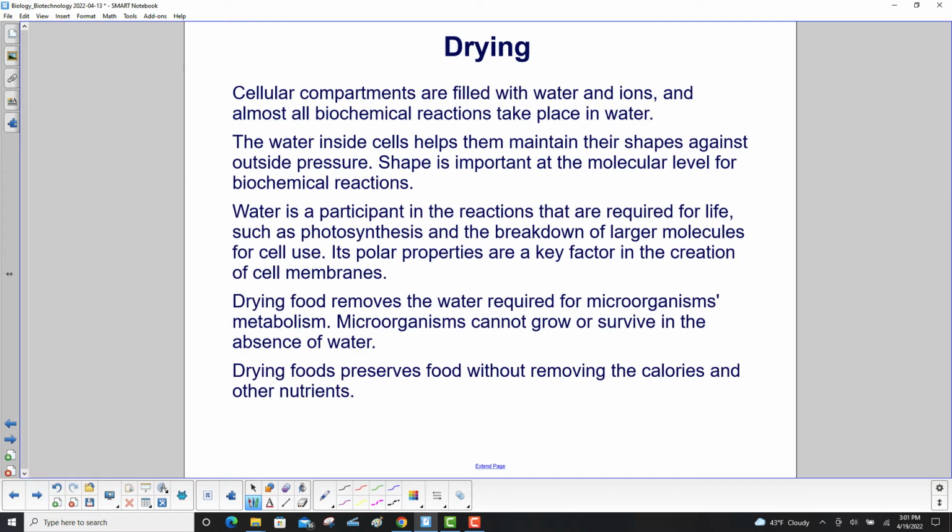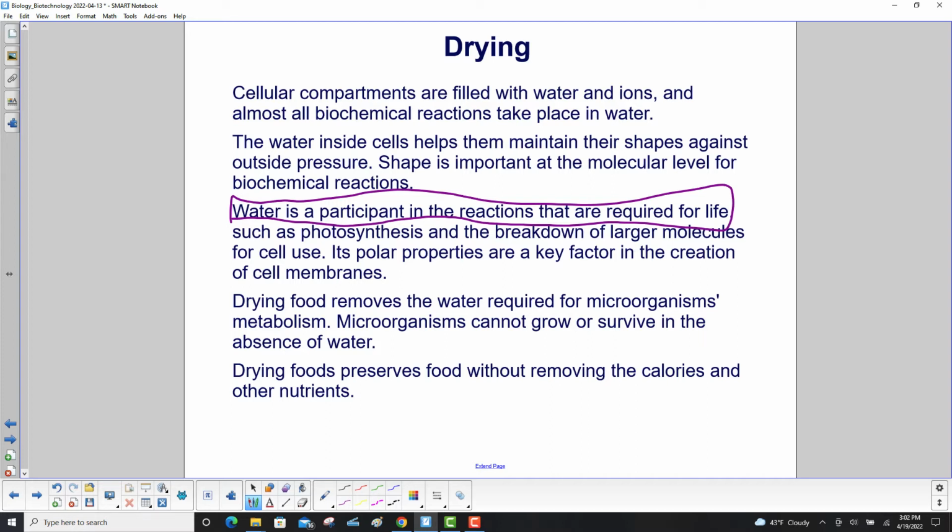Now let's move on to drying. Cellular compartments are filled with water and ions, and almost all biochemical reactions take place in water. The water inside cells helps them maintain their shapes against outside pressure. Shape is important at the molecular level for biochemical reactions. Water is a participant in the reactions that are required for life. Very key statement right here. Such as photosynthesis and the breakdown of larger molecules for cell use. Its polar properties are a key factor in the creation of cell membranes.